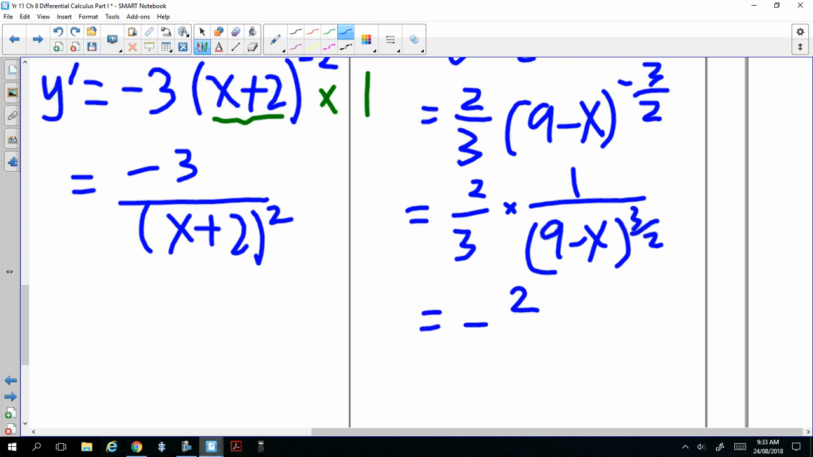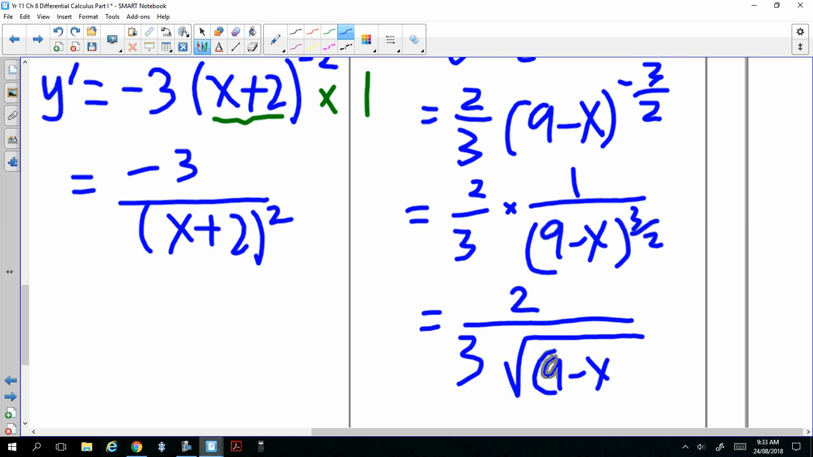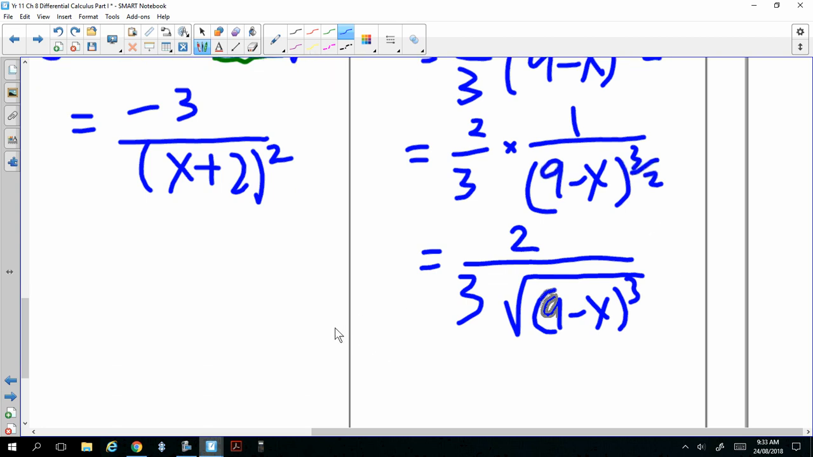Okay. So I'm just applying this rule. If you have, say, a to the power of m over n, it's equal to the nth root of a to the power m.